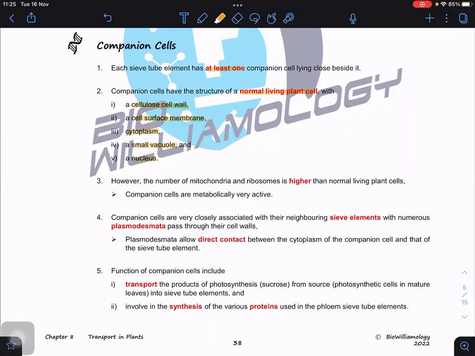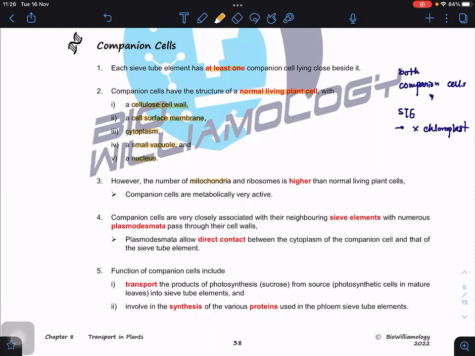But one thing you have to understand: both companion cells and sieve tube elements don't have chloroplasts, because their role is not involved in photosynthesis. Both companion cells and sieve tube elements do not need to be involved in photosynthesis.